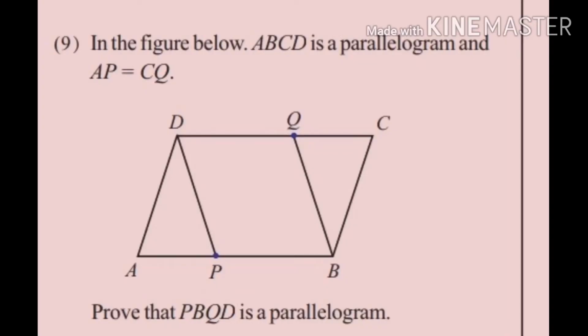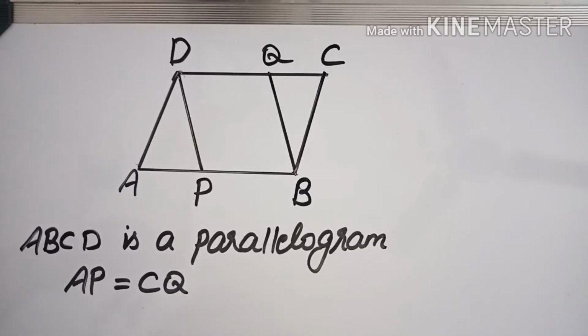Next is question number 9. In the figure below, ABCD is a parallelogram and AP equal to CQ. Prove that PBQD is a parallelogram. Okay, one figure is given. Let's draw the rough figure. After that, I will explain the question. Okay, and let's see how to prove this. So this is a rough figure.